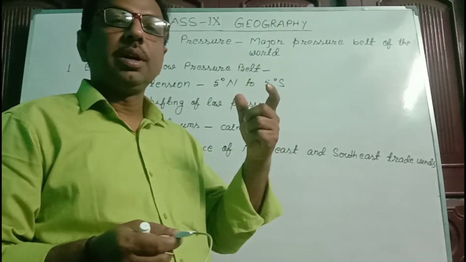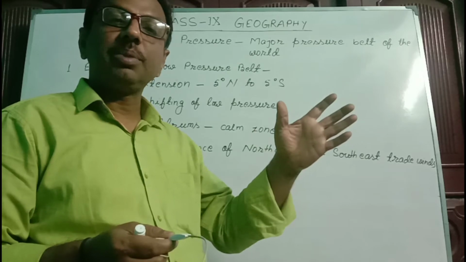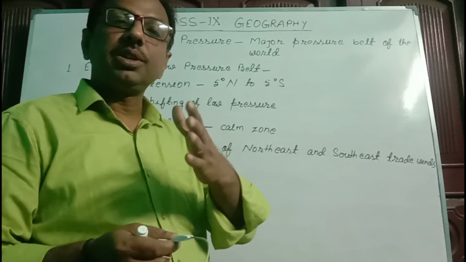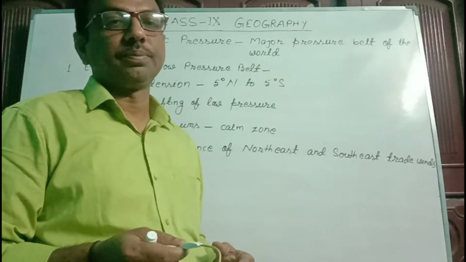Now in winter season, suppose there is winter season in northern hemisphere, that time there will be high air pressure. And if there is a winter season in southern hemisphere, then there will be high air pressure in southern hemisphere.